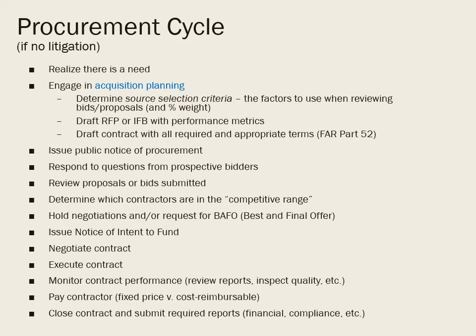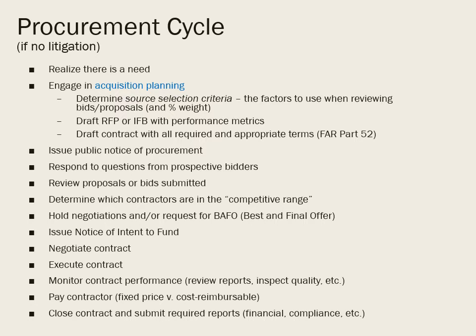So this slide has the procurement cycle. This is basically the life of an individual contract, assuming that there are no disputes that require litigation. And the cycle begins when an agency recognizes that it has a need to procure a good or service, and it ends with the end of the contract and contract closeout. And it's got all these steps in the middle.